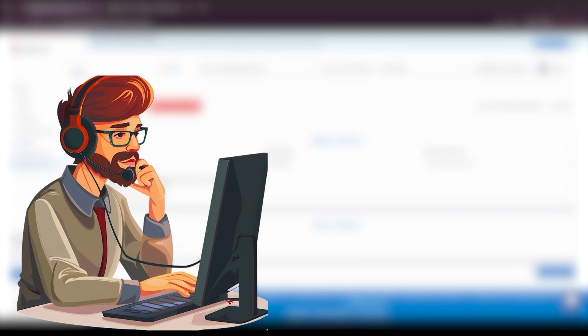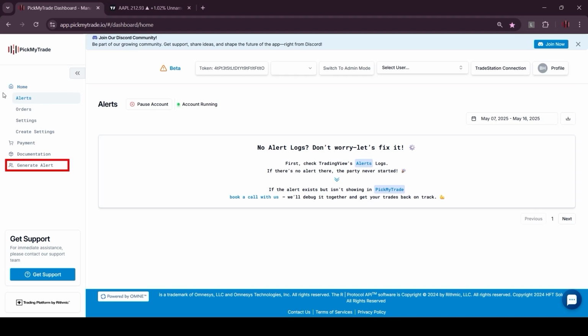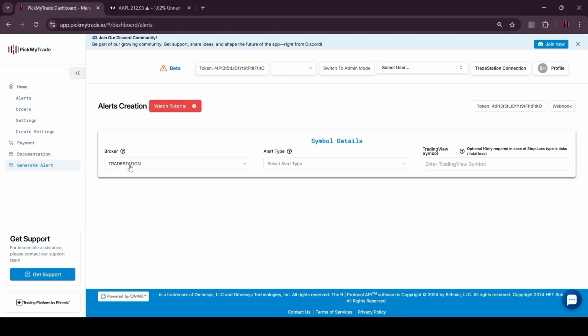Hello everyone, in this video, we are going to learn how to generate an alert for options in the TradeStation broker. I am on the PickMyTrade homepage, so now I will click on Generate Alert. Here I will choose the broker as TradeStation. In alert type, we have two options, indicator or strategy.